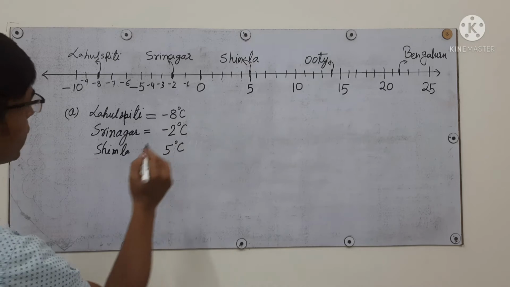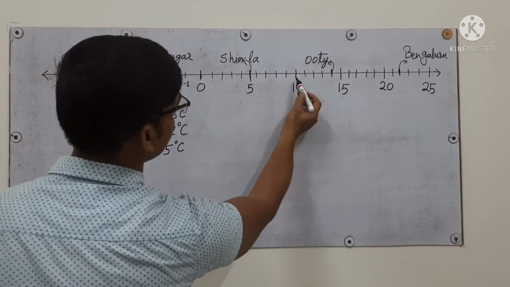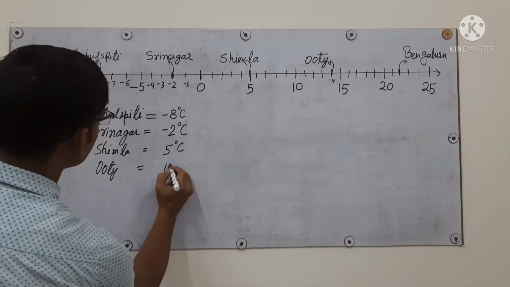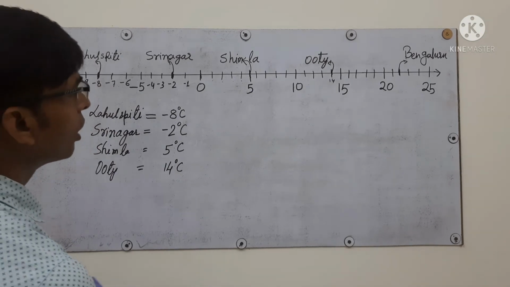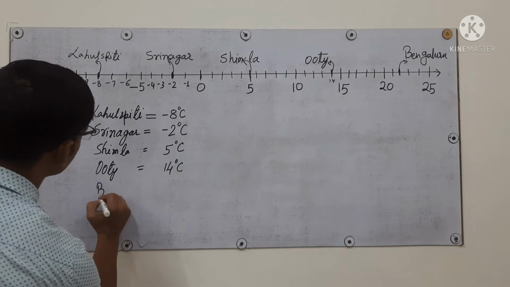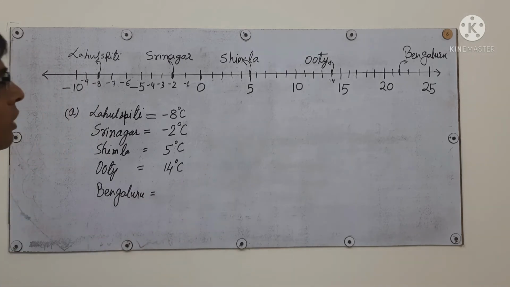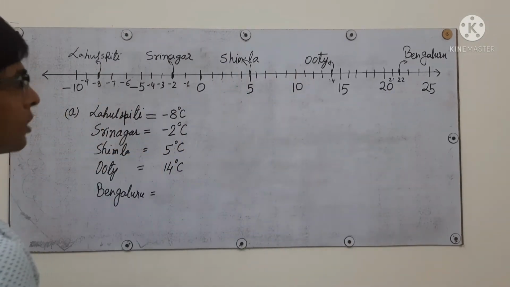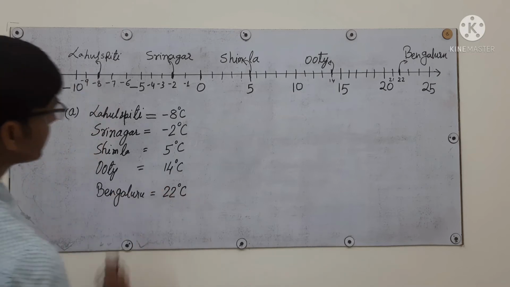Now we will do Ooty's temperature. What is the temperature of Ooty? We can just count from here: it is 10, then 11, 12, 13 and 14. So Ooty temperature will be 14 degrees Celsius. Now we will write the temperature of Bengaluru. What is the temperature as shown in the number line? It is 20, then 21, 22. So the temperature at Bengaluru is 22 degrees Celsius.